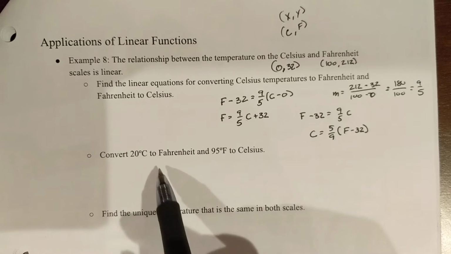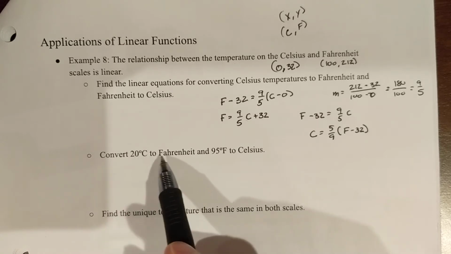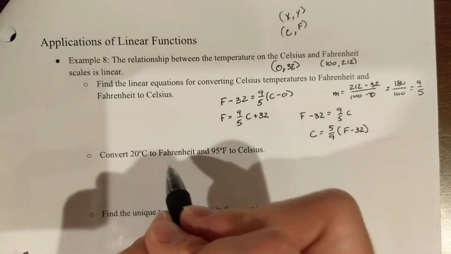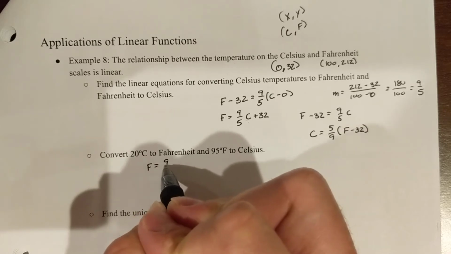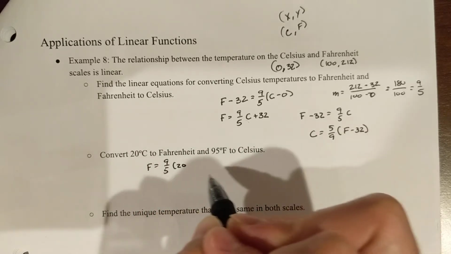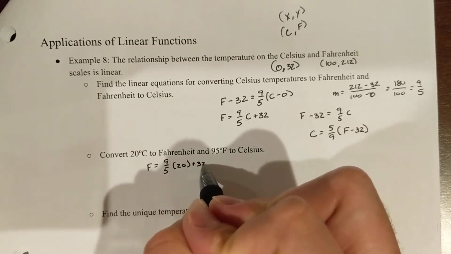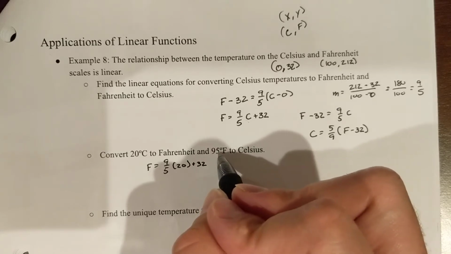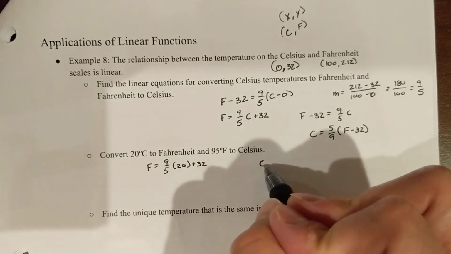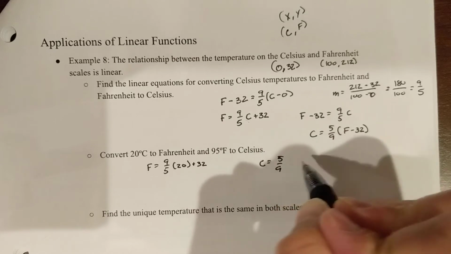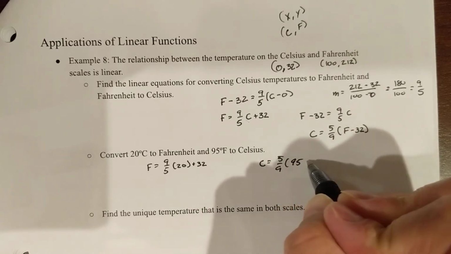So down here, convert 20 degrees Celsius to Fahrenheit. So I'm going to use this equation. So Fahrenheit equals 9/5 times 20 plus 32. And the second one, 95 degrees Fahrenheit to Celsius, I'm going to use this equation. Celsius equals 5/9 times 95 minus 32.